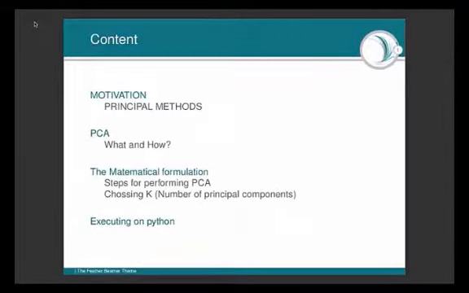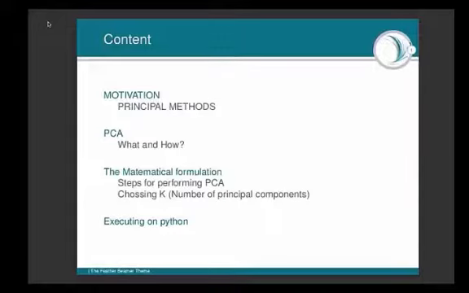Secondly, I will talk about one special method of dimensionality reduction. It is PCA. What is PCA? How does it work? The steps for performing PCA and how can we choose the number of principal components. Finally, we will execute this method in Python. Let's start.